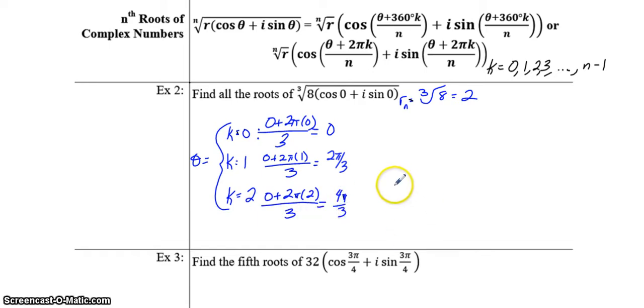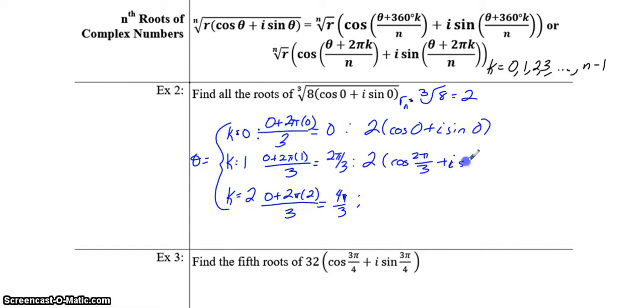Alrighty. And then what are those three numbers? 2 cosine 0 plus i sine 0. 2 cosine 2 pi over 3 plus i sine of 2 pi over 3. 2 cosine of 4 pi over 3 plus i sine of 4 pi over 3.